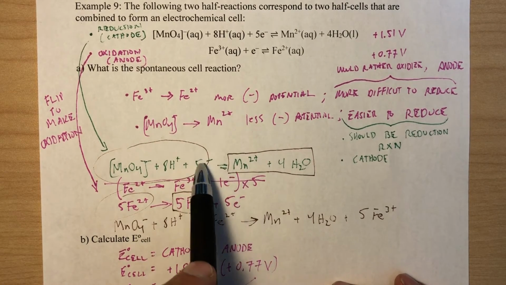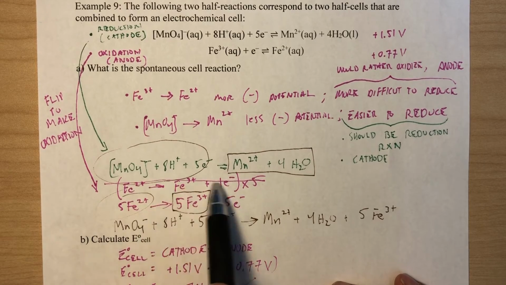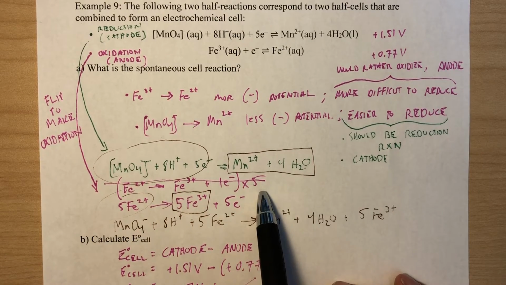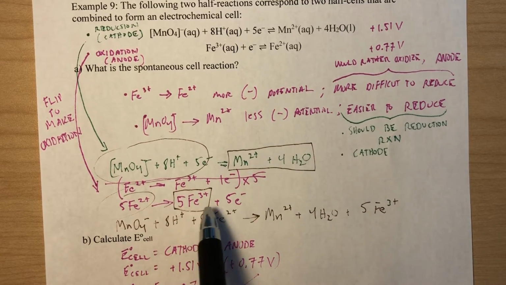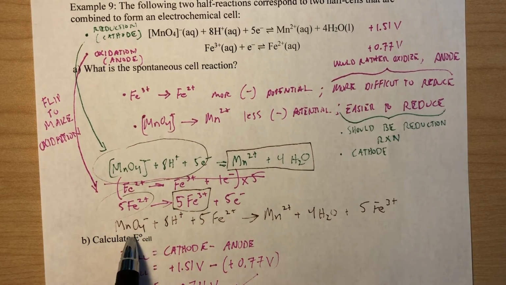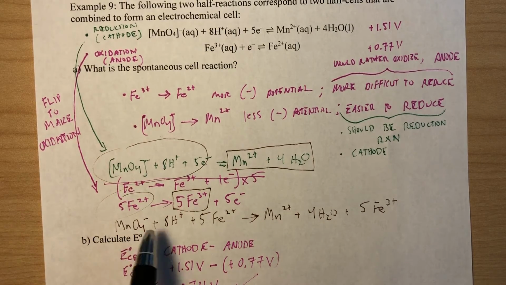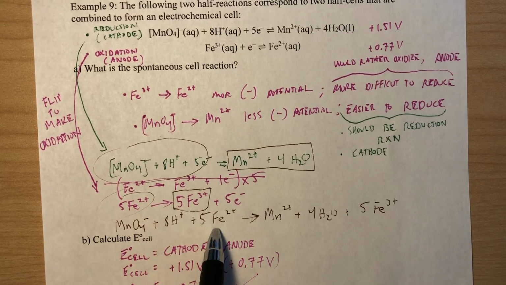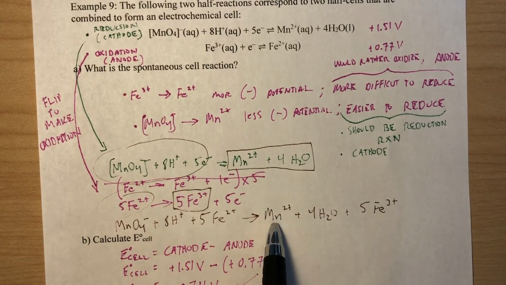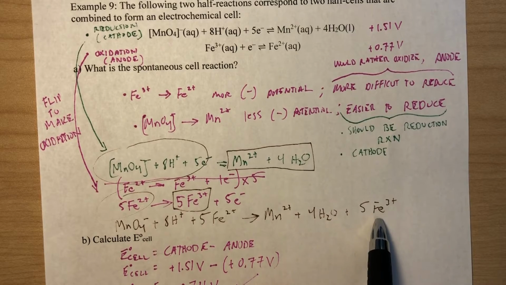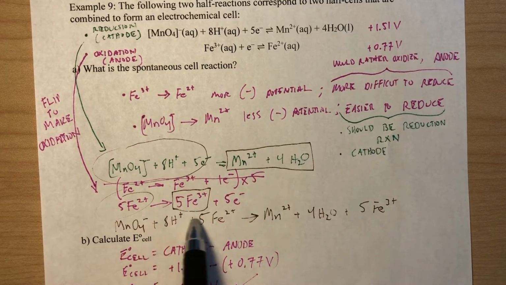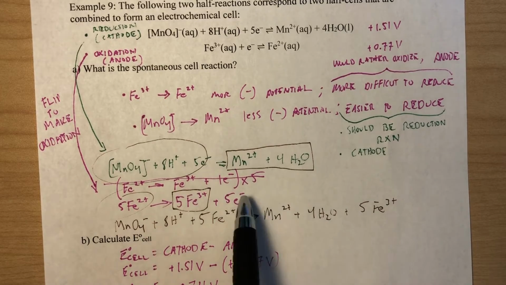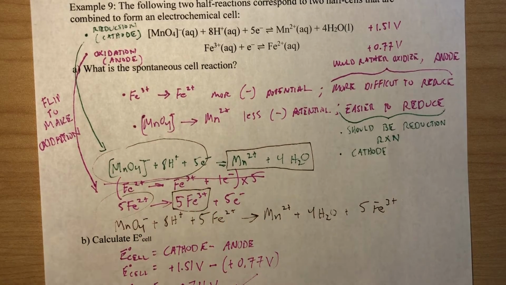In order to get a balanced net transfer of electrons, we have to multiply by 5 for our iron reaction. So what we really have is 5 iron 2 pluses react to form 5 iron 3 pluses, and 5 electrons are produced in the oxidation. So when we combine our reactants, we have manganese oxide reacts with 8 protons and 5 equivalents of iron 2 plus to form our products, manganese 2 plus, 4 waters, and 5 iron 3 pluses. So that is our overall chemical reaction. We do not include our electrons because they're equal on both sides of the reaction arrow, so they cancel one another out.